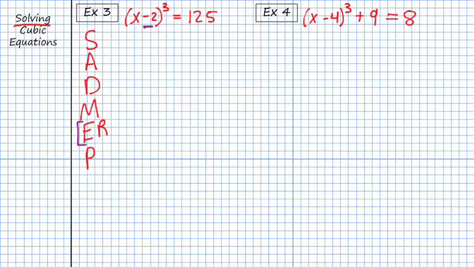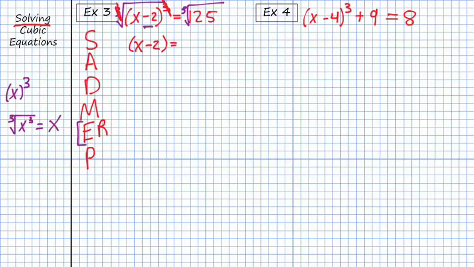And how am I going to get rid of this exponent? Well, I know that the inverse of my cube will be the cube root. So if I take the cube root of x cubed, then I get x. So that's what I'm going to go ahead and do to both sides. So I'm going to go ahead and take the cube root of each side. And over here, my cube and my cube root will cancel, and I'll be left with x minus 2.